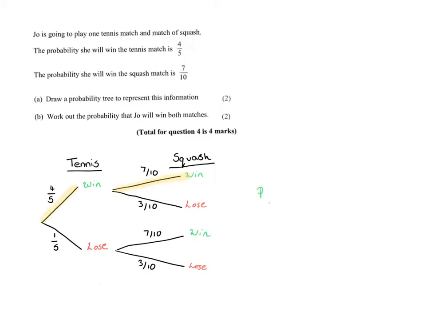Work out the probability that Jo will win both matches. So it's the top two. So 4 over 5 multiplied by 7 over 10.